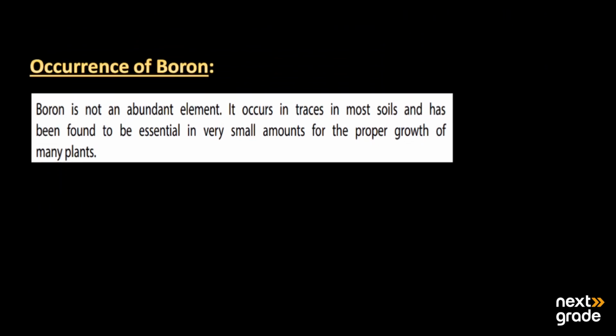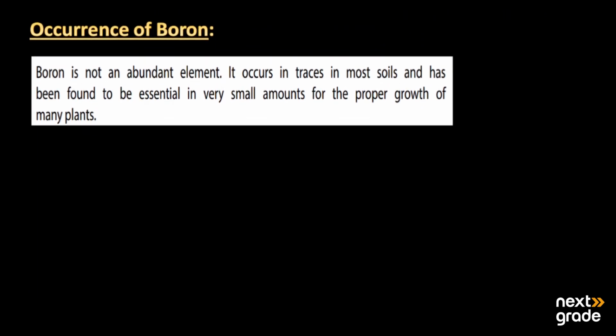Next, we have the occurrence of boron. Here, boron is not an abundant element. It means its percentage is very small. It mainly occurs in traces. Traces mean its concentration is very low, or we can say that it is very scarce in nature. It is found in most soils and has been found to be essential in very small amounts for the proper growth of many plants.